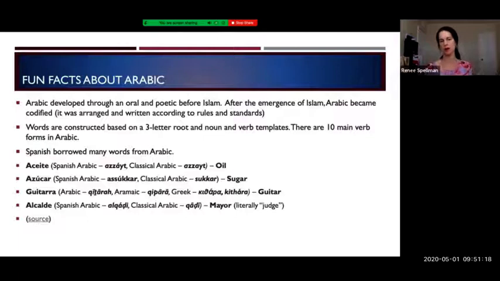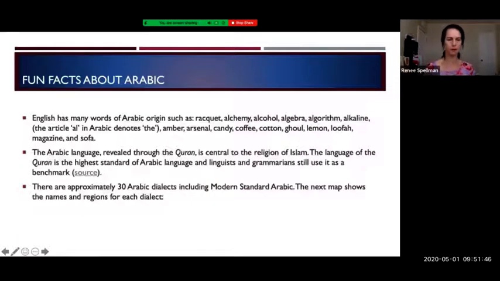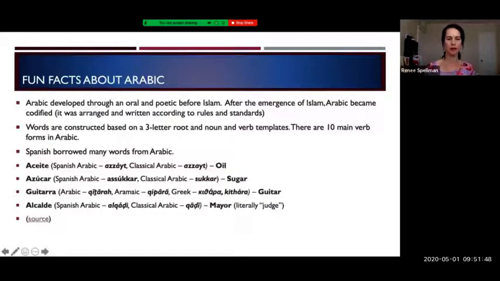So I just wanted to share a few examples. I don't speak Spanish, so sorry for my pronunciation, but here you have this Spanish word, and it comes from az-zayt, which is oil in Arabic. Azúcar, I'm not sure if I'm pronouncing that correctly, but from Arabic it's sukkar, which is sugar. And then you have guitarra, from Arabic qitara.